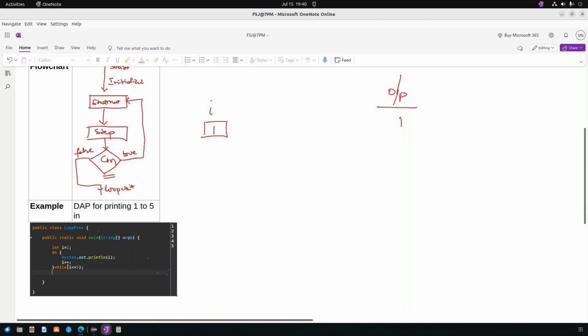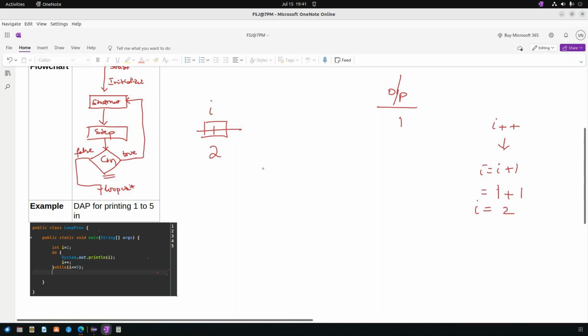Okay, I plus plus. So the I value will be increased by 1. I is equal to I plus 1, so it is 1 plus 1, which is 2. So the I value is going to be 2. Before checking only, the I value is increased by 1.